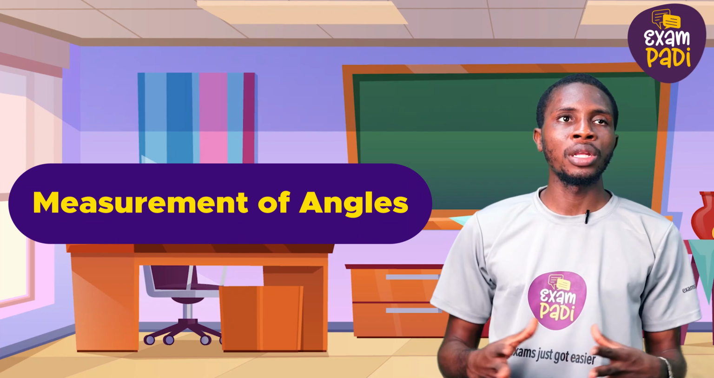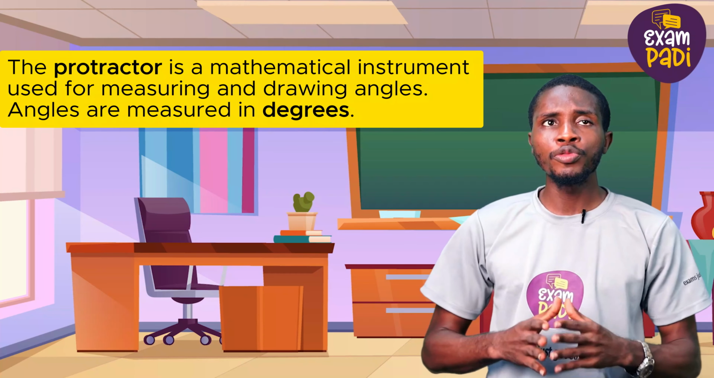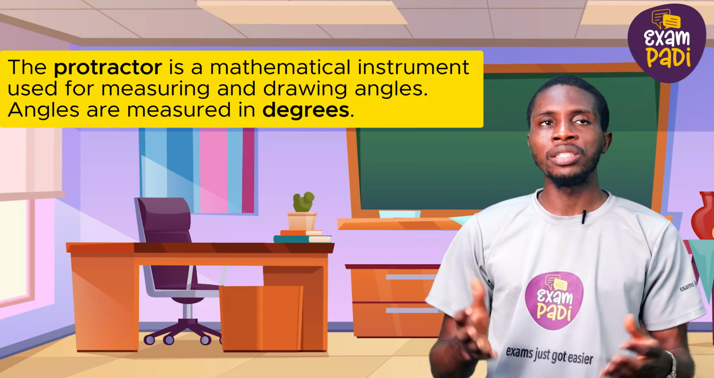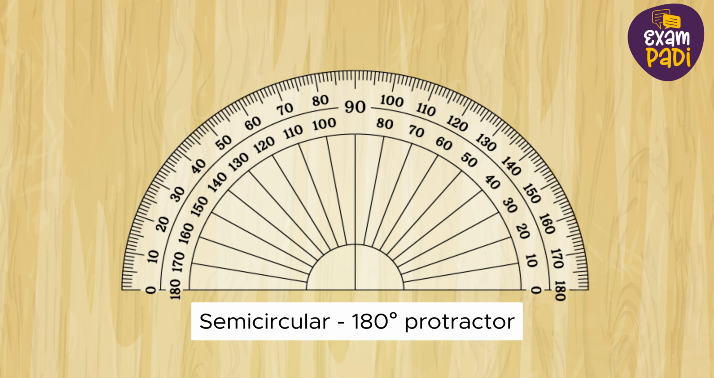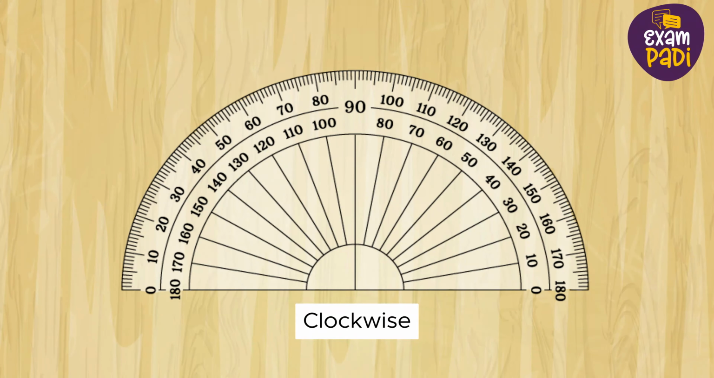How do we measure an angle? A protractor is a mathematical instrument used for measuring and drawing angles. Angles are measured in degrees. A protractor may be semicircular, that is 180 degree protractor, or circular, that is 360 degree protractor in shape. There are two types of scales shown on a protractor. One is clockwise and the other is anti-clockwise scale, as shown in the image.